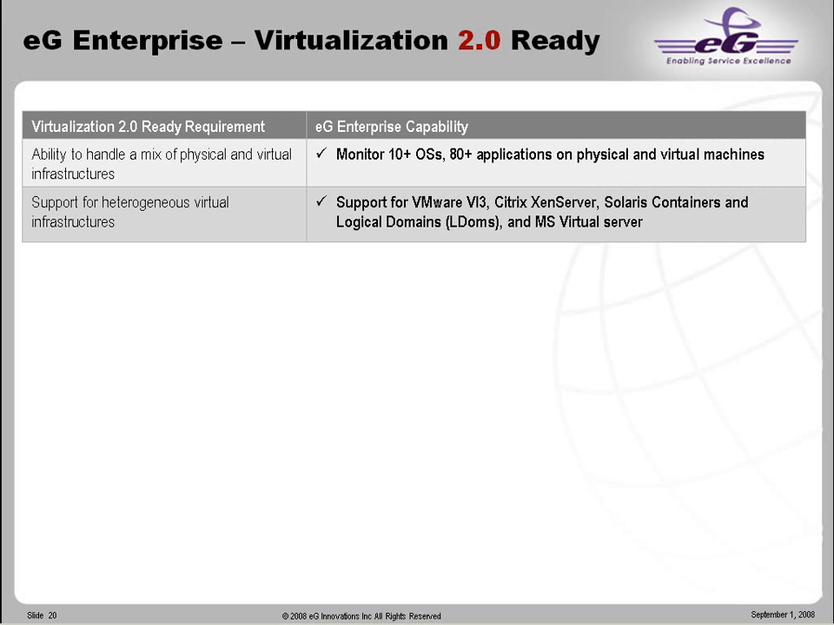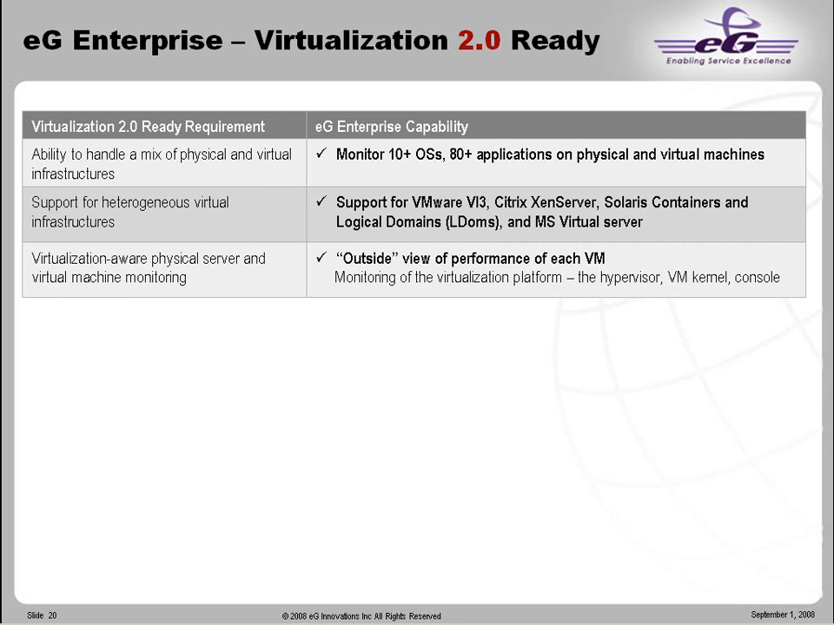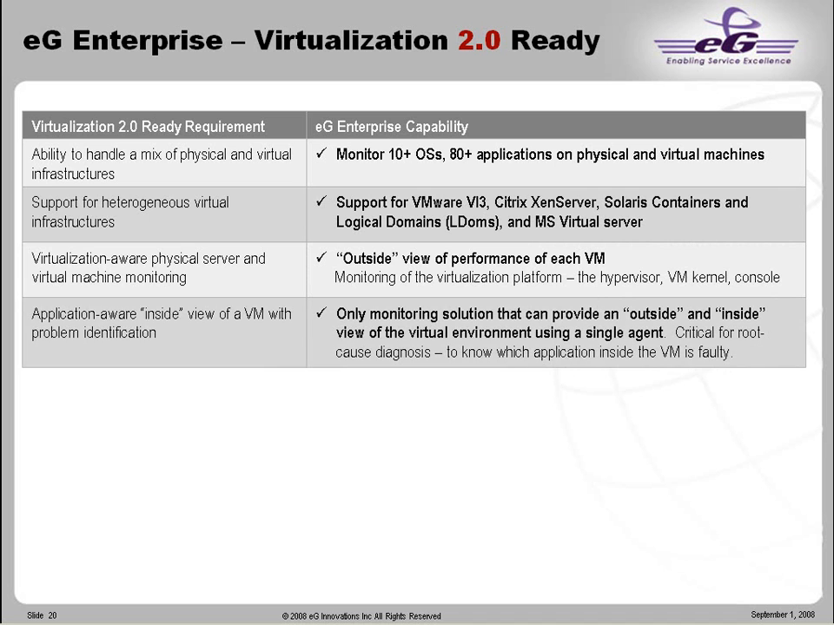It supports heterogeneous virtual infrastructures, including VMware VI3, Citrix XenServer, Solaris containers and logical domains, and Microsoft Virtual Server. It supports virtualization-aware physical server monitoring and an outside view of performance of each VM. It supports an application-aware inside view of VMs, and it is the only monitoring solution that can provide an outside and inside view of the virtual environment using a single agent.